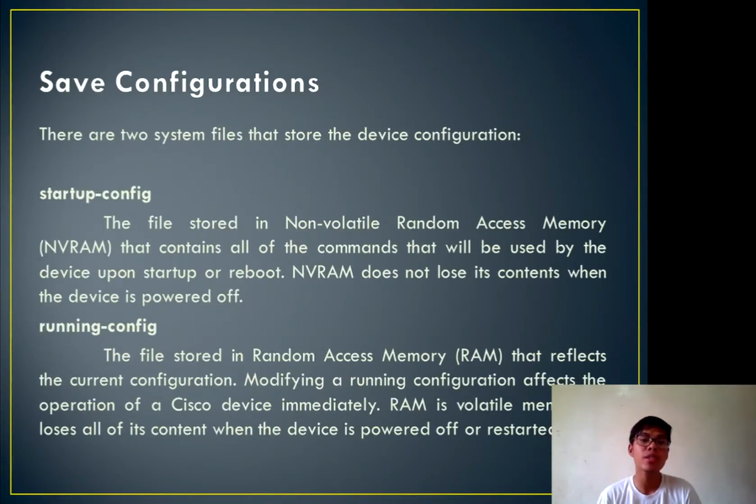Save configuration. There are two system files that are stored in the device configuration. Startup config. The file stored in the non-volatile random access memory (NVRAM) that contains all the commands that will be used by the device upon startup or reboot. NVRAM does not lose its contents when the device is powered off. Running config. The file stored in the random access memory, or the RAM. It reflects the current configuration. Modifying a running configuration affects the operation of a Cisco device immediately. RAM is volatile memory. It loses all its contents when the device is powered off or restarted.